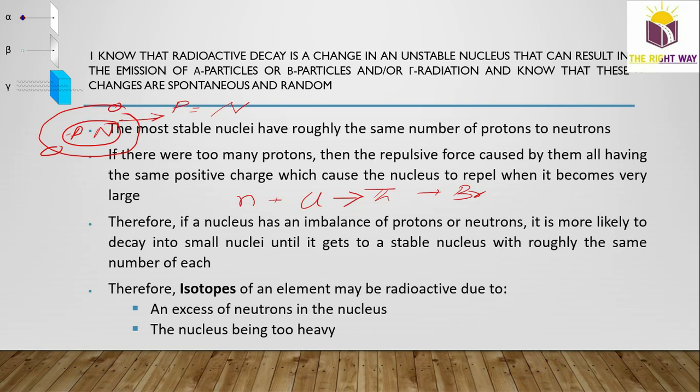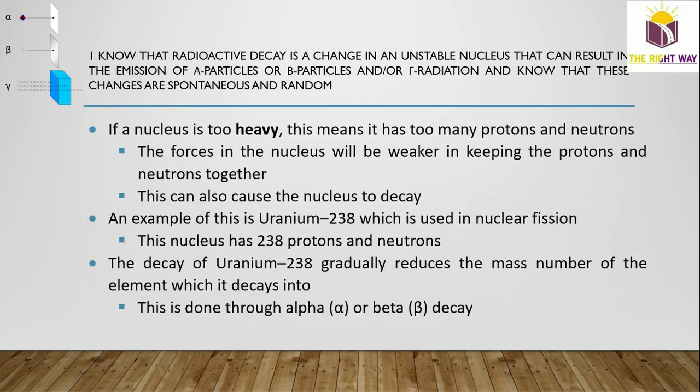Therefore, isotopes of an element may be radioactive due to an excess of neutrons in the nucleus being too heavy. If the nucleus is too heavy, it means that it has too many protons and neutrons. The force in the nucleus will be weaker in keeping the protons and neutrons together. This can cause the nucleus to decay. As the electrostatic force of repulsion increases, there is more chance that a nucleus will decay. For example, uranium-238, which is used in nuclear fission reactions, has 238 protons and neutrons. There are a large number of protons and neutrons present in it. So uranium-238 generally reduces the mass number of the element it decays into. This is done through alpha decay or beta decay.